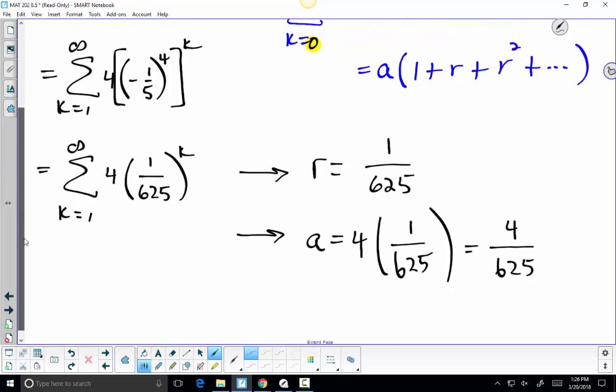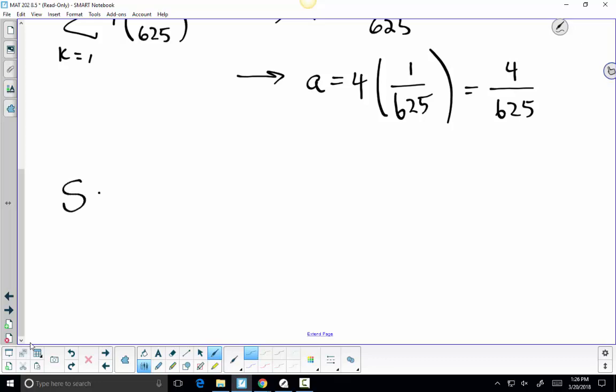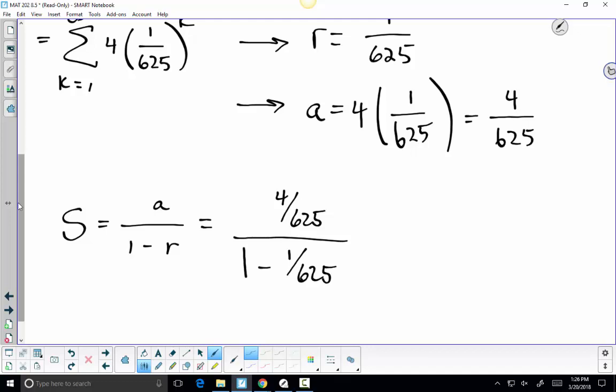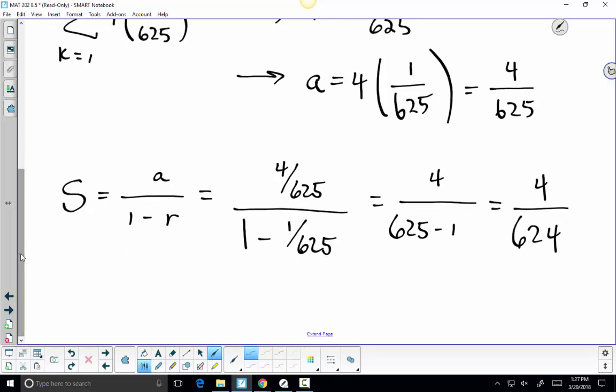And if we want to know what the sum of this series is, it's going to be a divided by 1 minus r. So we're going to do a divided by 1 minus r. Multiply everything through by 625. That'll clear the fractions out. So we have 4 divided by 625 minus 1. And so the sum of this series will look like that. 4 goes into 24, which means 4 goes into 624.